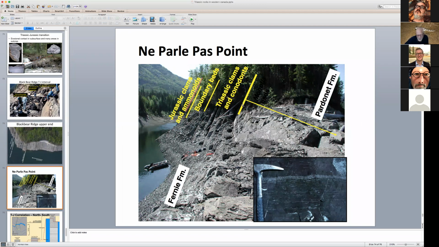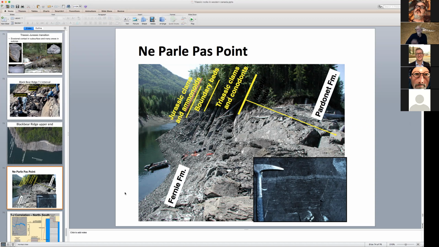I used to use a word you didn't understand, Rhaetian. That's the last time zone of the Triassic. All of this right in here is that interval called the Norian. From here to here is that interval we refer to as the Rhaetian, and then bang, at that contact right there, that's the Triassic-Jurassic boundary.